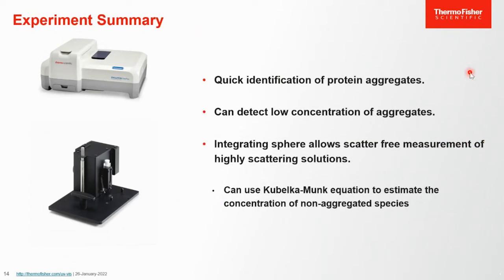So overall, through these experiments, we were able to quickly identify that these contained protein aggregates through this UV-vis method. We were able to detect low concentrations of aggregates in the samples. And using an integrating sphere, we can produce a scatter-free measurement of these highly scattering solutions. And given we have a known sample that we can use for this integrating sphere accessory, we can then use the relations from the Kubelka-Munk equation to determine the concentration of that non-aggregated species.